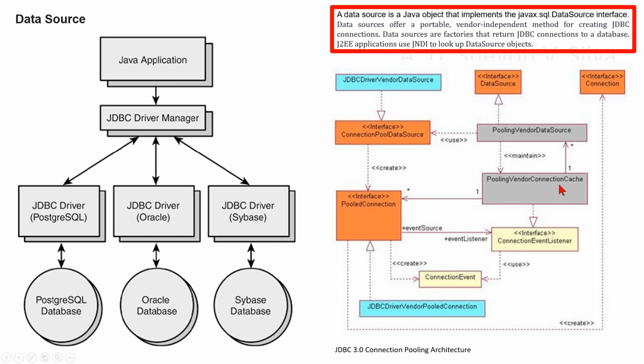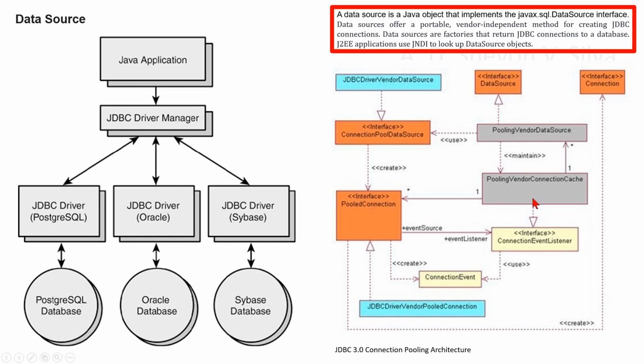Pooling vendor connection cache is connected to, and can have, many pooling vendor data sources, and a pooling vendor data source has one pooling vendor connection cache. And here pooling vendor data source is connected to a pool connection, and pooling vendor data source can have many pool connections, and one pool connection can have one pooling vendor connection cache.